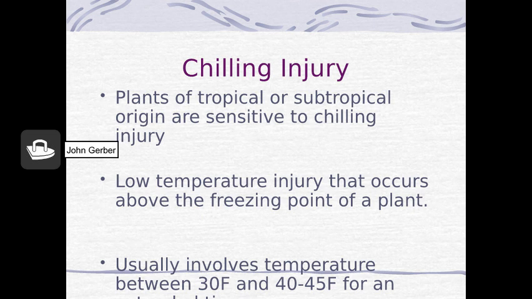Plants of tropical or subtropical origin are more likely subject to chilling injury, low temperature injury that occurs above the freezing point of the plant. Usually this involves temperatures between 35 degrees Fahrenheit and maybe 40 to 45 degrees Fahrenheit, but sometimes can occur at higher temperatures. It requires continuous exposure to these temperatures for prolonged periods of time. The lower the temperature, the less time it takes for injury.